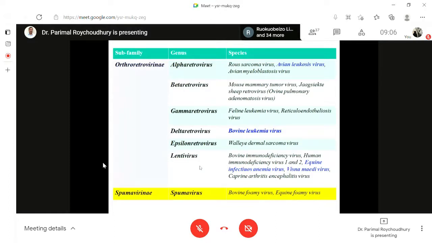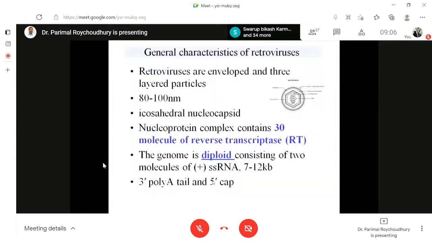And I guess all of you know the lentiviruses include HIV 1 and 2 infection in humans. So these are the things that we are going to learn in this particular session.